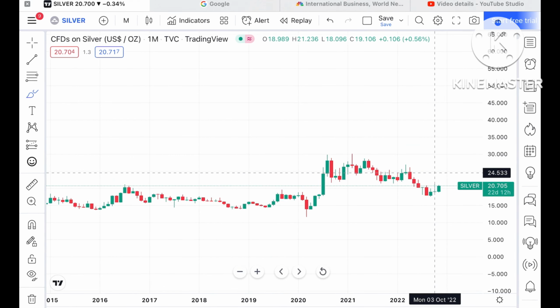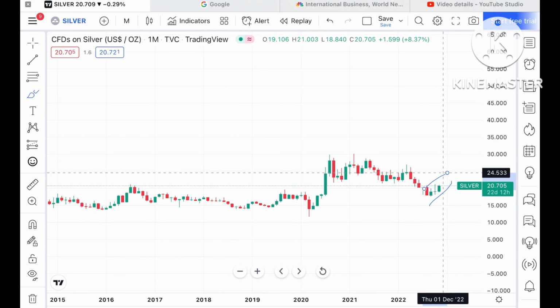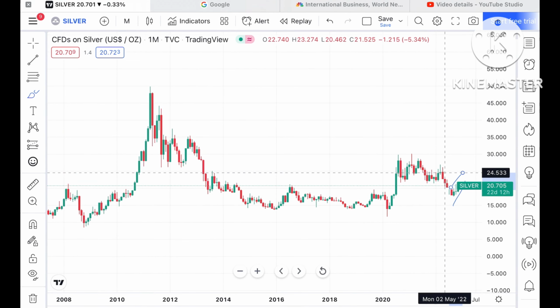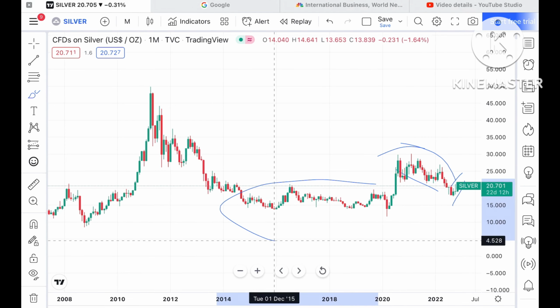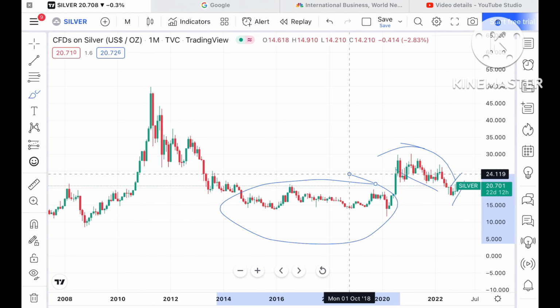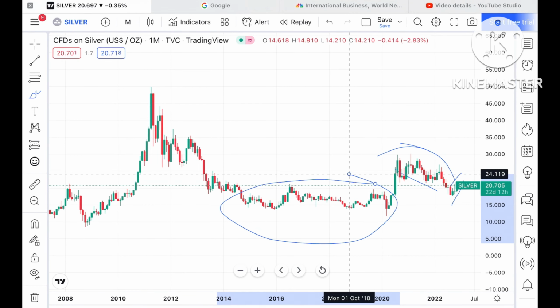Okay, now look at this particular chart of silver. What we can see is that silver is trying to move upside, but if we look at the overall trend, whenever it goes high we have seen a sharp fall, or whenever the range breaks upside or downside, we have seen continuous downside or upside movement.